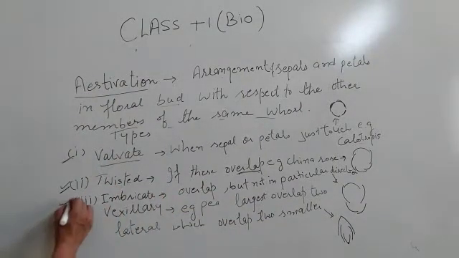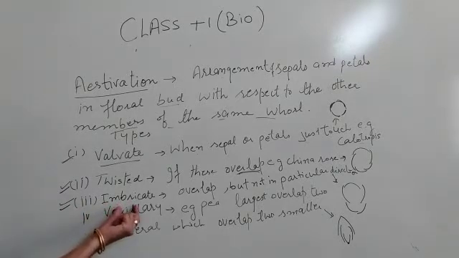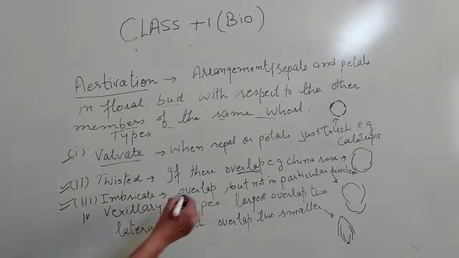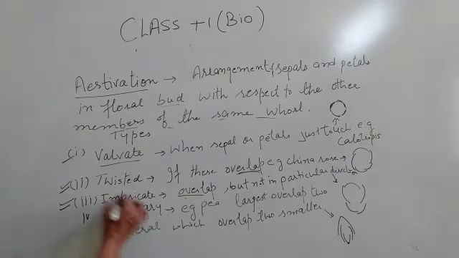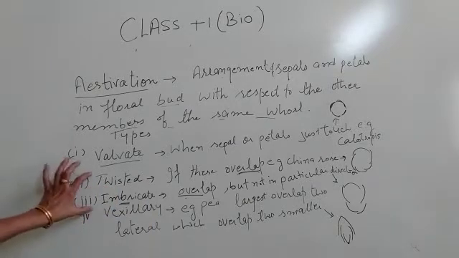The next type is imbricate aestivation. Now, what is happening in case of imbricate aestivation? In this case, they will overlap. In twisted also they will overlap. In case of imbricate also they will overlap. This question can come in your test or whenever you go for any entrance test.